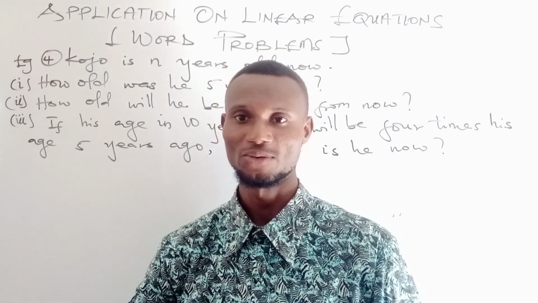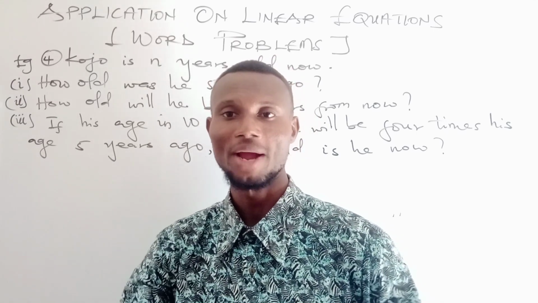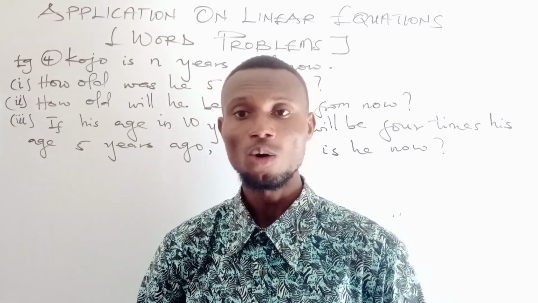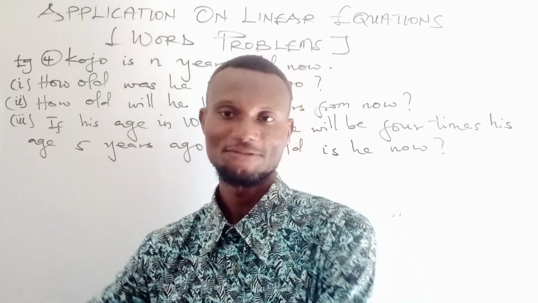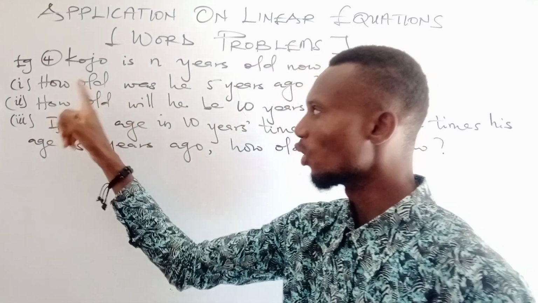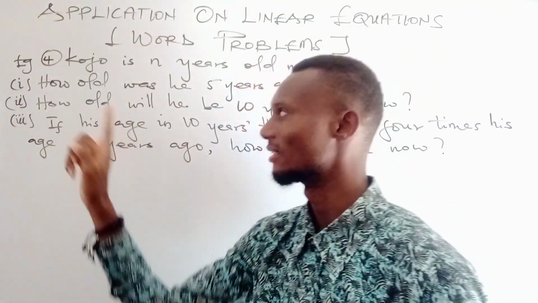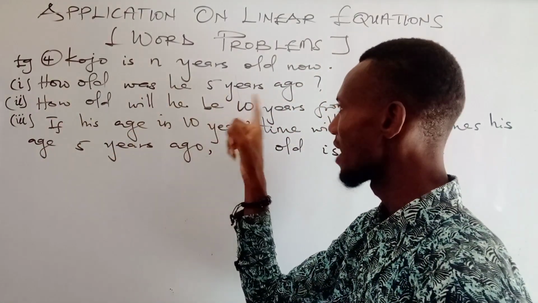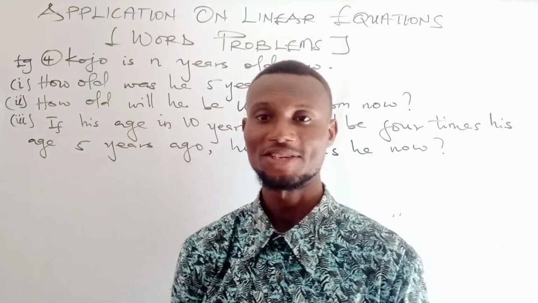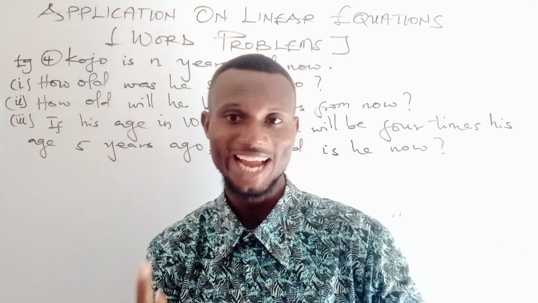Okay, I hope you can do that. How will you do that? You just need to subtract 5 years from my present age to know my age 5 years ago. Is that not it? In the same way, knowing that Kojo is n years old now, and the question is asking how old was he 5 years ago, you just need to subtract 5 years from his present age now, which is the n.